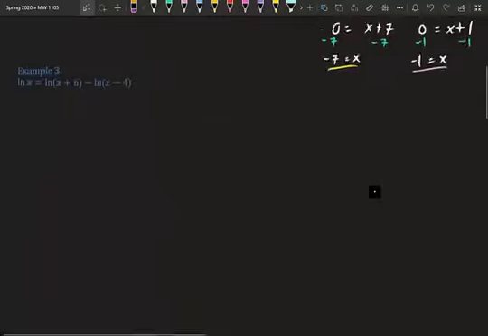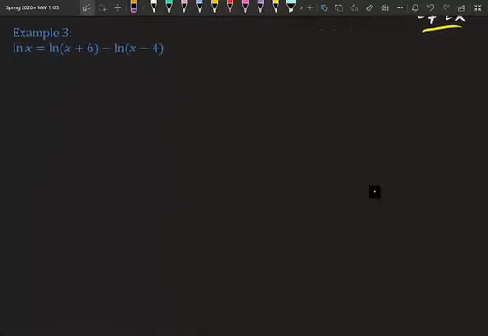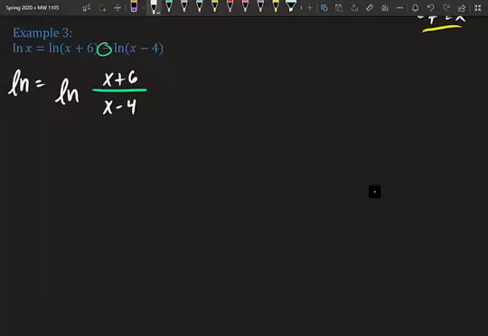Example 3. So again, anytime we have multiple logarithms, we want to try our best to make it one logarithm. We're combining like terms, as we say. So if we look at the left side, I can't do anything there. But on the right side, I actually can combine them because they're subtracting. So because they're subtracting, we can actually divide them. So we'll have ln of x plus 6 over x minus 4. My bad, ln x. Forgot that x. Let me rewrite that.